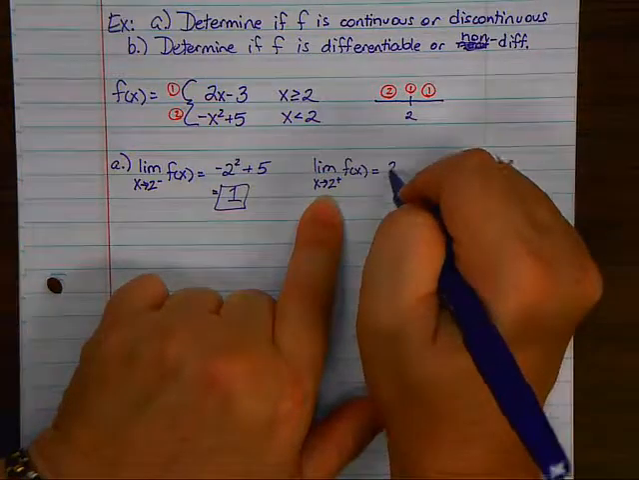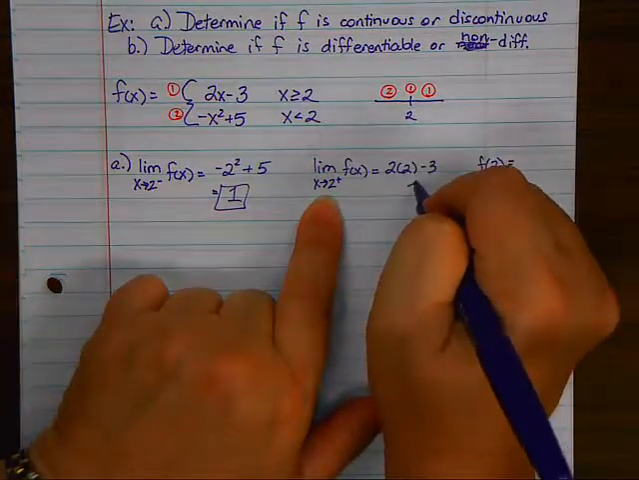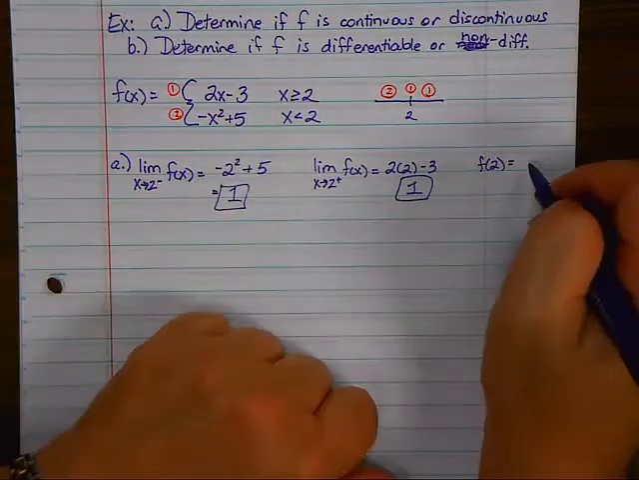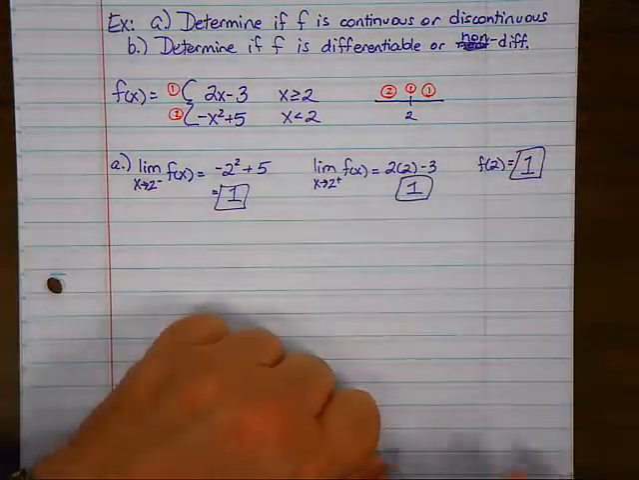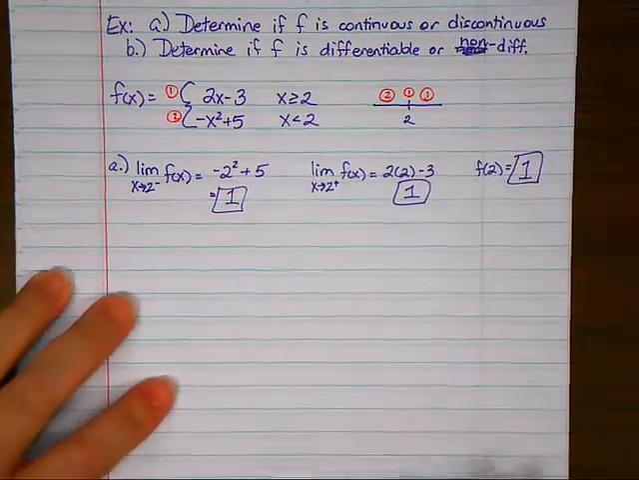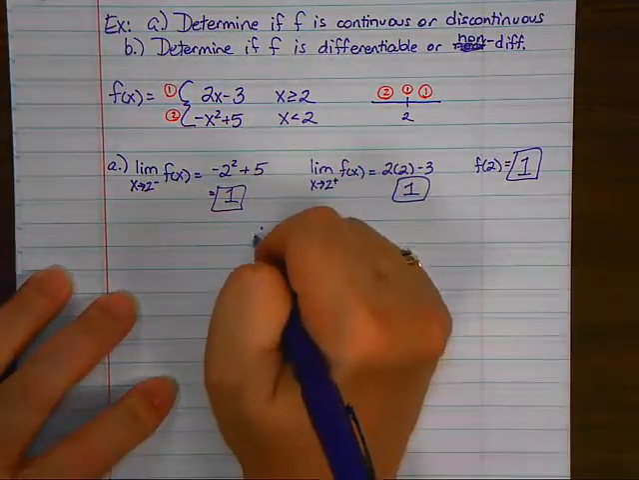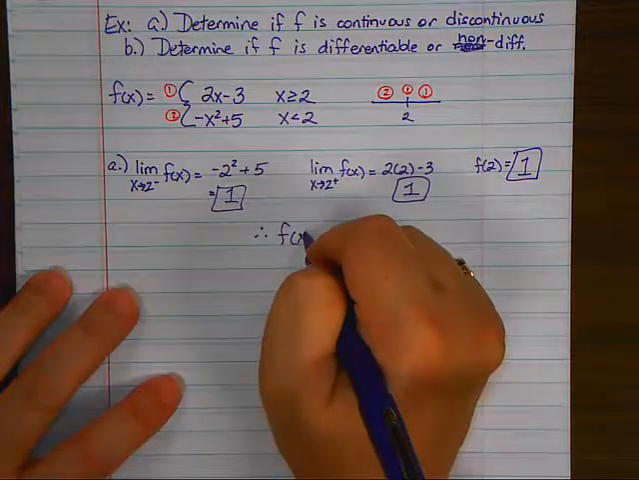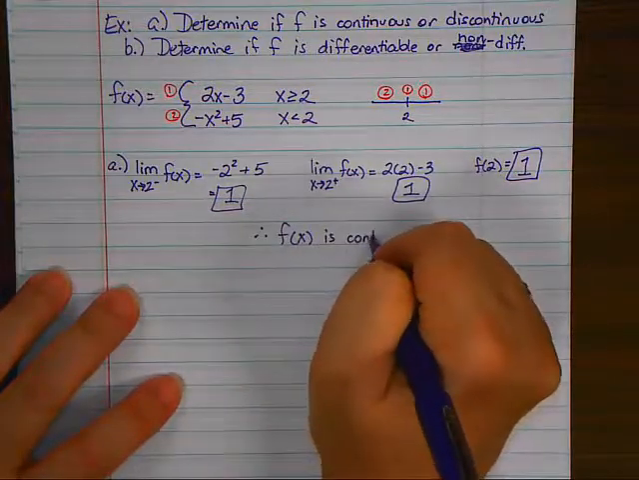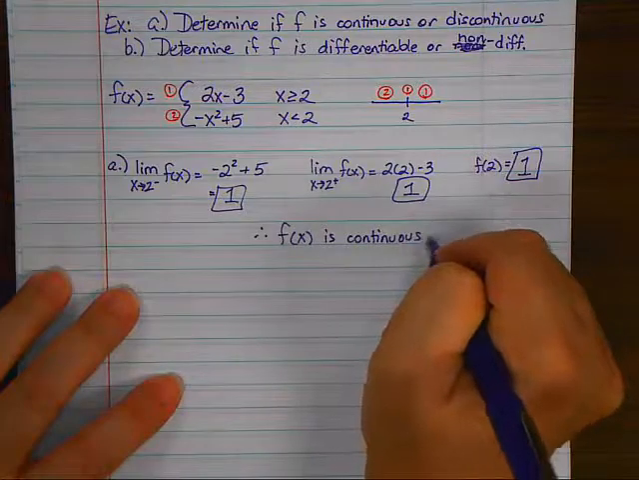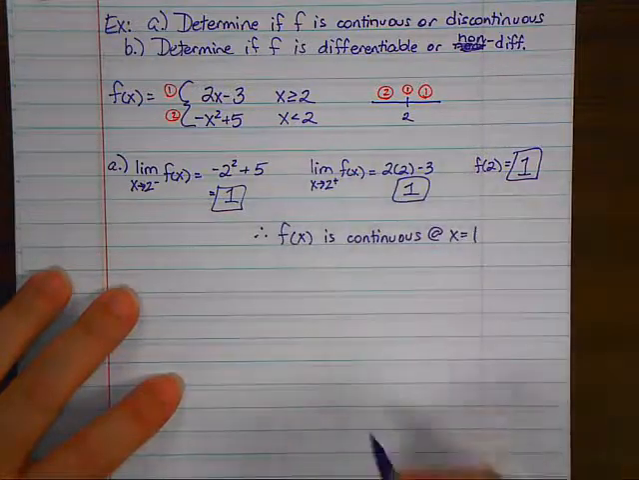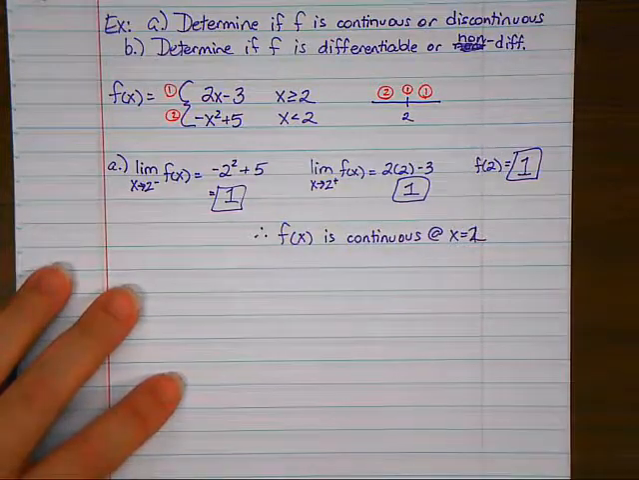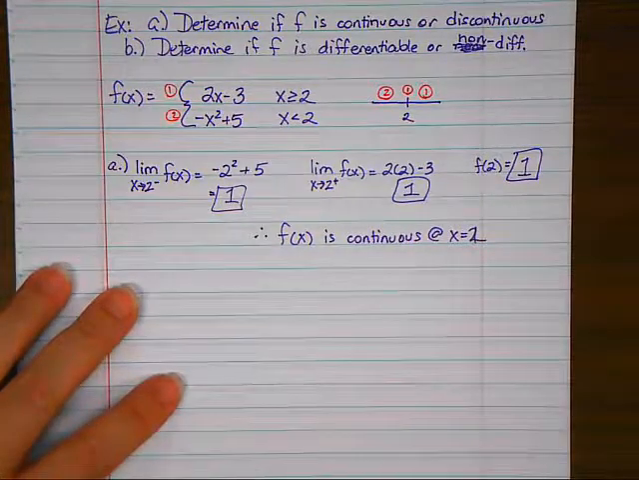Positive 1, so 2 times 2 minus 3 is positive 1. F of 2, which in the first equation we've already done the math, so we don't need to show the math. Is this function continuous at 1? So, therefore, f of x is continuous at x equals 2. Not 1, x equals 2. Okay, we all good on that?